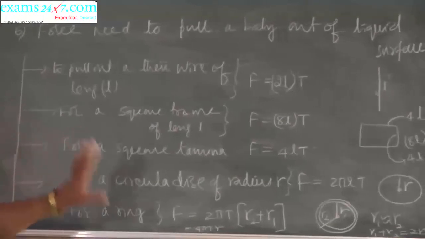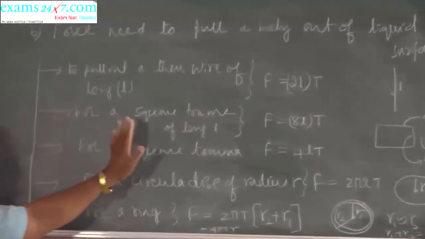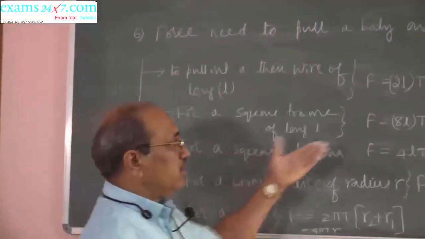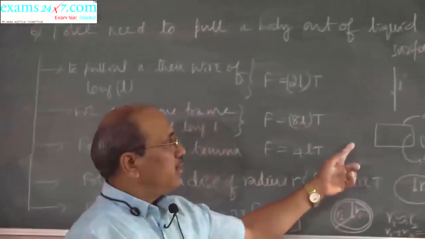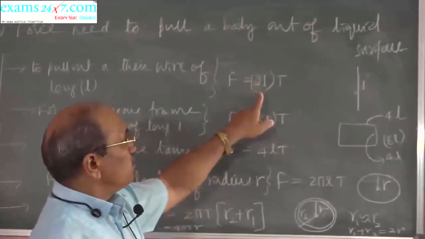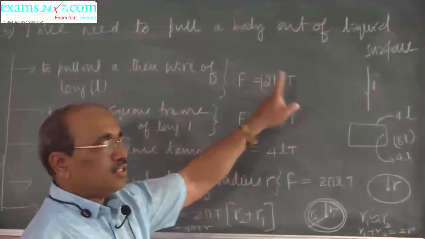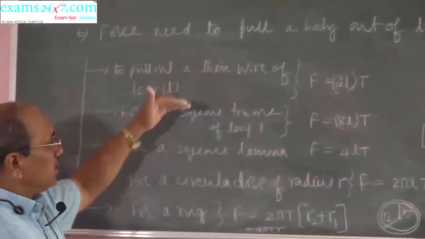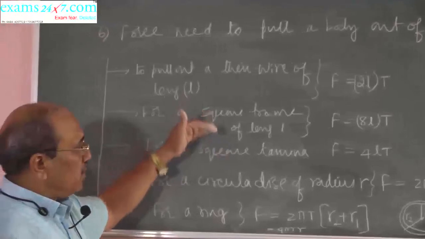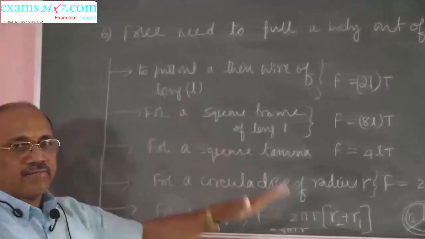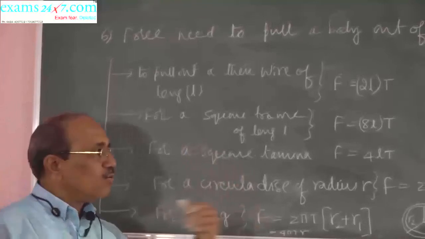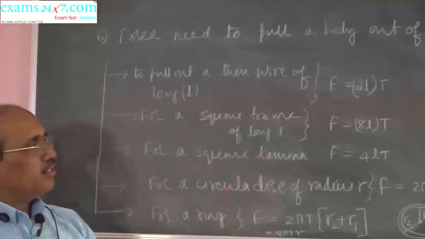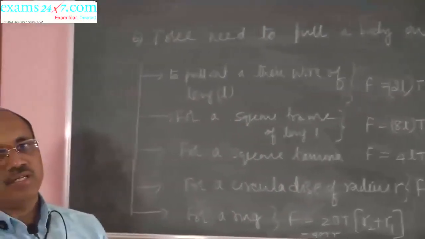We took some standard shapes and the relation for the force to pull them out of the liquid surface. For any other shape, if you know the total length of the material lying on the surface, multiply it by the surface tension and that gives the necessary force. We gave three standard shapes: a thin wire, a square frame or lamina, and a circular disc or ring. For any shape, know the total length and the surface tension of the liquid, and the product gives you the force necessary to pull it out of the liquid.